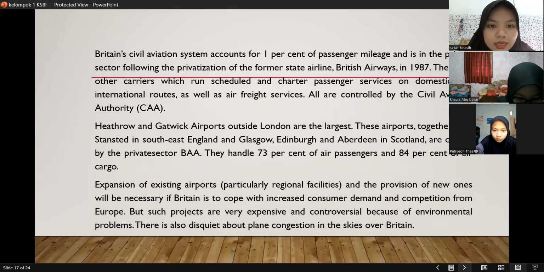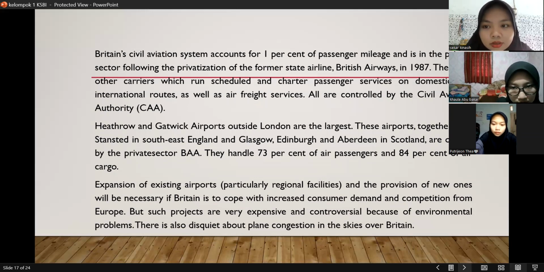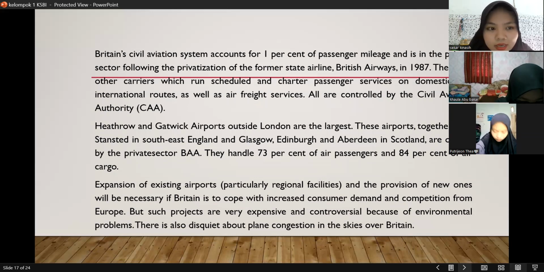Britain's civil aviation system accounts for 1% of passenger mileage and is in the private sector following the privatization of the former state airline British Airways in 1987. There are other carriers which run scheduled and charter passenger services on domestic and international routes, as well as air freight services. All are controlled by the Civil Aviation Authority.